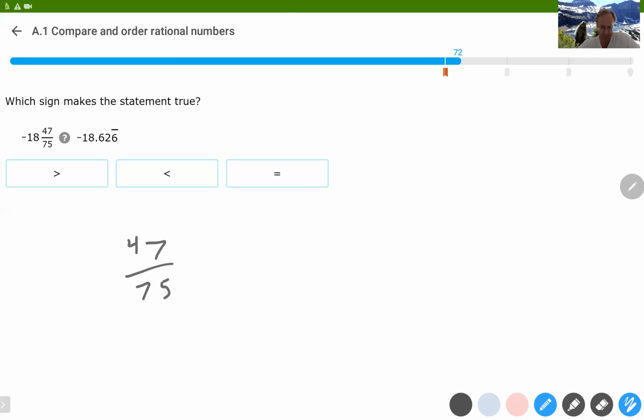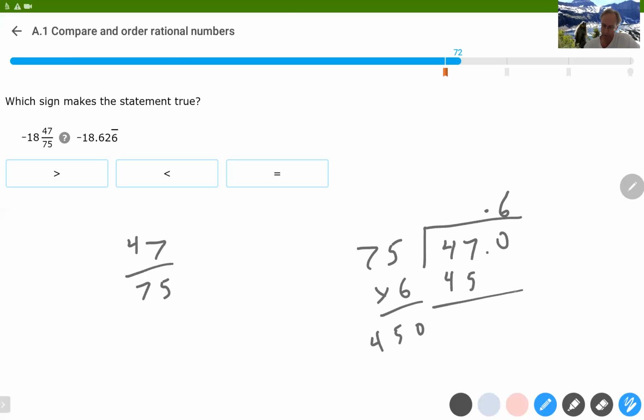I don't see any really nice way of changing this up because they're pretty close to one another. I think I'm going to go ahead and do the division. 75 into 47 and decimal, and 75 times 6 is 450. So it looks like it's 6. And 2, 0, 0, 0.